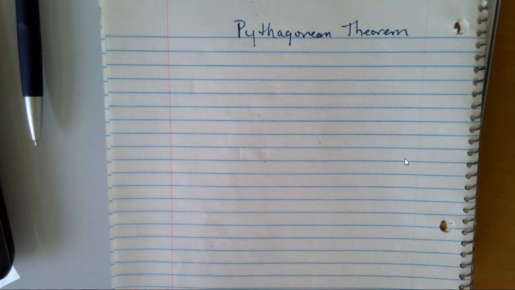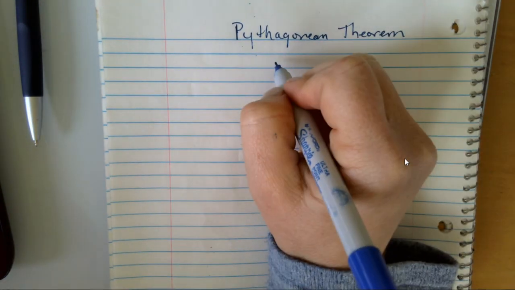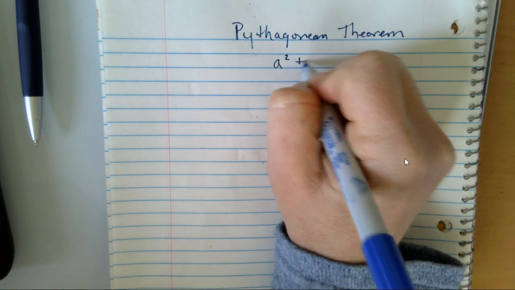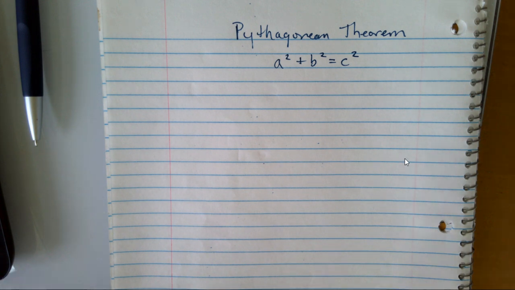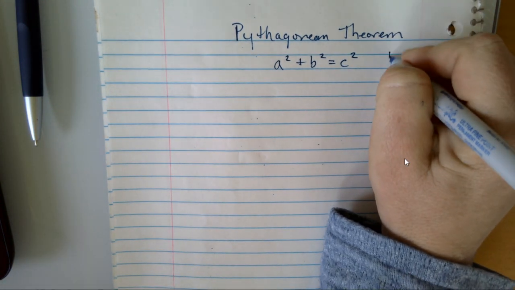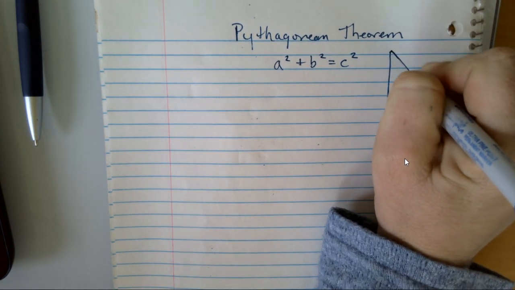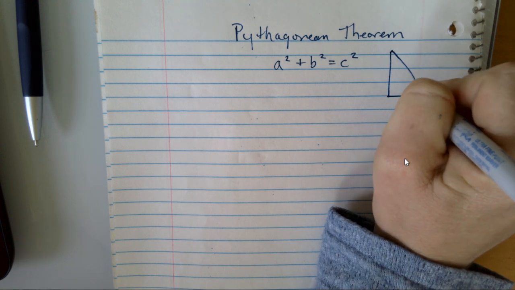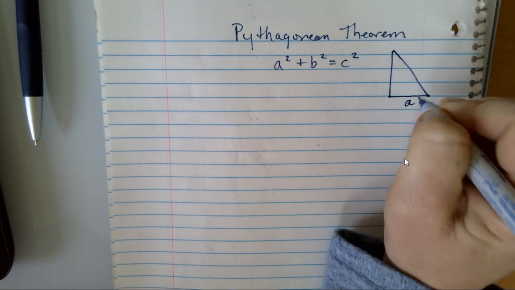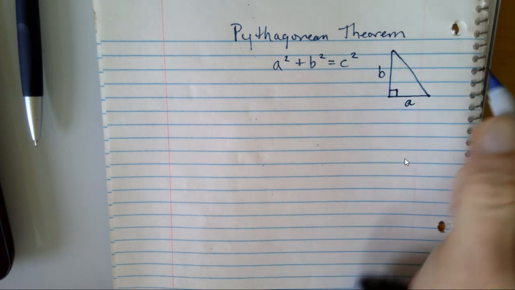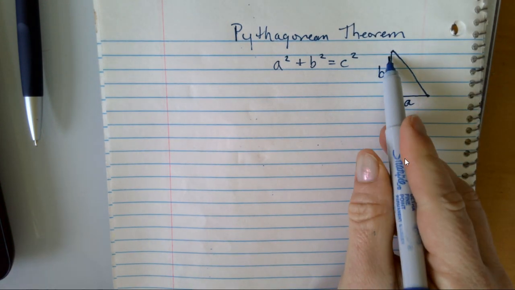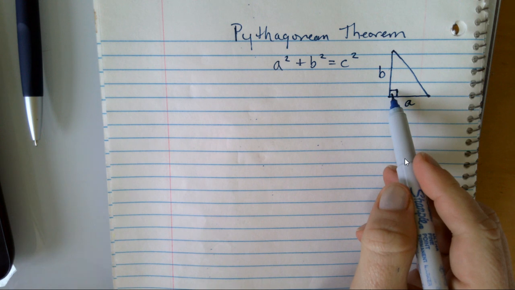Pythagorean Theorem. It is a squared plus b squared equals c squared. Some important parts about this formula: when we're referring to a and b, we are talking about the legs of the triangle. The legs are the two sides that make up the right angle. See how b and a both together form the right angle?